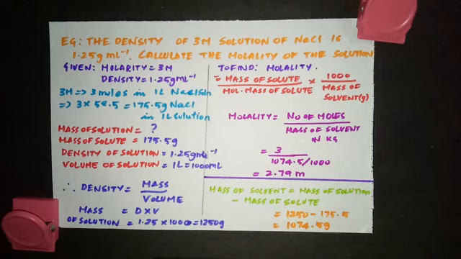So we have seen 4 terms to express the concentration of solution. Mass percentage, which is represented as W by W percentage. And the second one is mole fraction, which is represented as X. Third one is molarity, capital M. And the last one is molality, small m. And this is the end of the first chapter, some basic concepts in chemistry. Hope you have a clear picture about all the basic concepts in chemistry. Thank you.